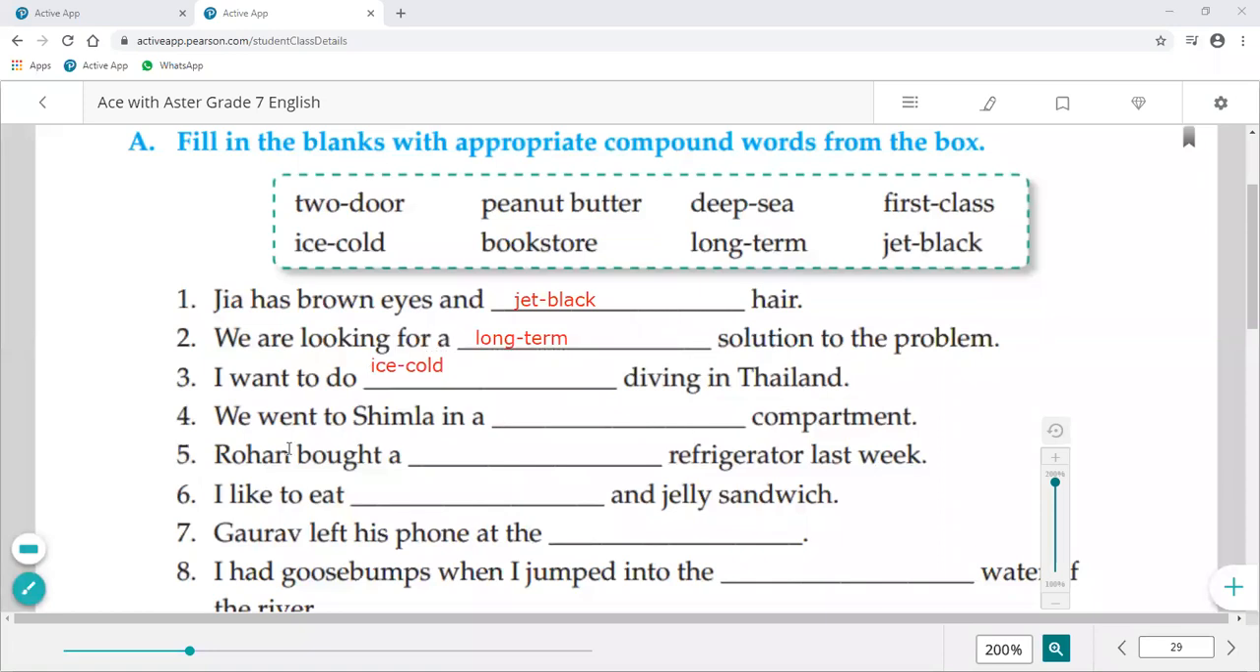We went to Shimla in a first class compartment. What did we go to Shimla in? A first-class compartment. So here again we use a hyphenated compound word, which is first-class. Okay, Rohan bought a dash refrigerator last week. Rohan bought a two-door refrigerator. Two-door here again is hyphenated. So we'll mention here hyphenated compound word, which is two-door.